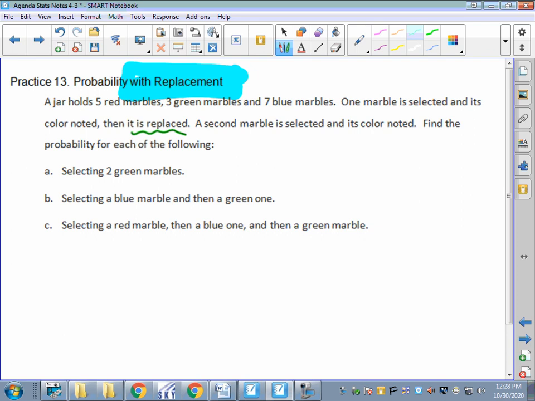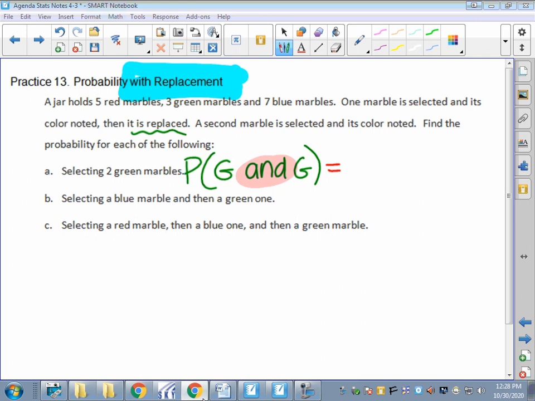So if I want to select 2 greens, let's put this in terms of what we're looking for. I'm looking for the probability of a green and then a green, right? That's a shorter way to say 2 greens. So the probability for that first green, remember, it's always favorable over possible. We're still going back to that section 4.1 stuff. So how many favorable, or how many greens do we have? 3 out of how many marbles are in this jar? Looks like 15?